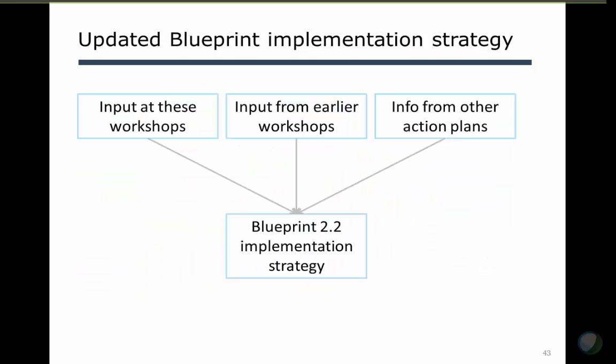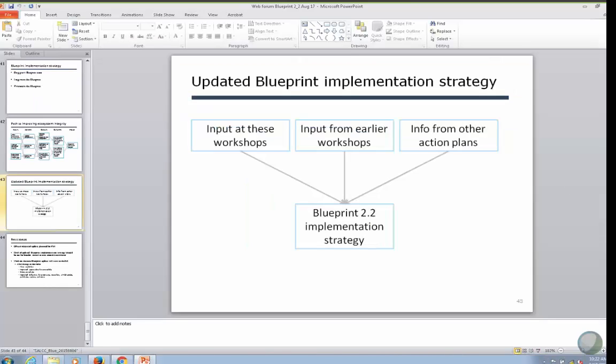And where we last left off was we were going to create this updated blueprint implementation strategy for this version. So we're going to take input from the workshops, input from earlier workshops, and then synthesize information from other action plans that many of you have already been part of, and pull them all together into a version of the blueprint implementation strategy. So I'm going to give you a sneak peek. You should be getting a draft to review in next month's newsletter, a chance to review and comment on this.